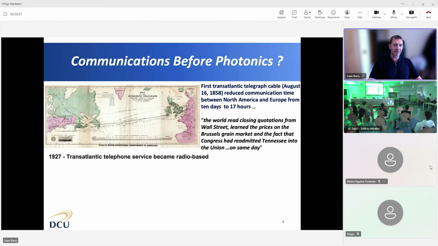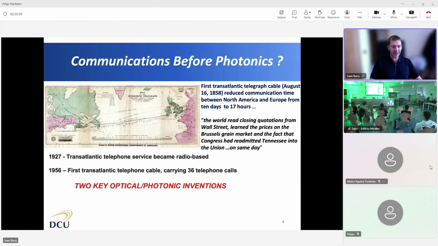Obviously, we moved then from these transatlantic telegraph cables to a service that became radio-based in the 1920s. And then we had a transatlantic cable, another electrical cable, in 1956. And then in the 1960s, we had two key optical inventions. One was the laser and one was the optical fiber. And those key inventions then led to the development of optical communication systems. And we had the very first transatlantic fiber optic cable that could carry 280 megabits per second in 1988. Okay, and that was really revolutionary in terms of being able to send information across the Atlantic Ocean.